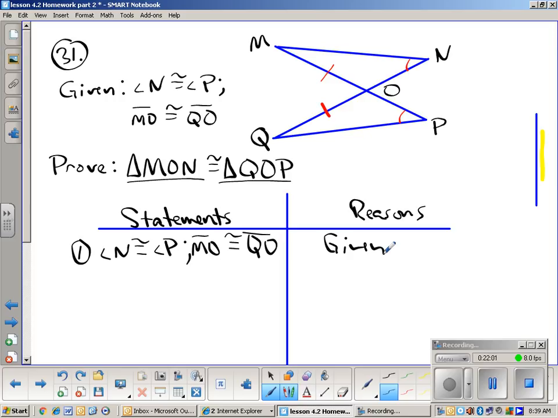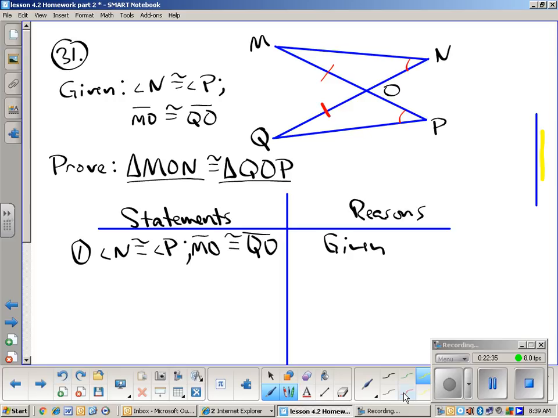MOP is congruent to QOP because of vertical angles. Yes and no. You're not labeling your angles correctly. You want to try it again? Angle MON. And then angle QOP. He's saying this angle and this angle are vertical angles. Okay? And you are correct on that.